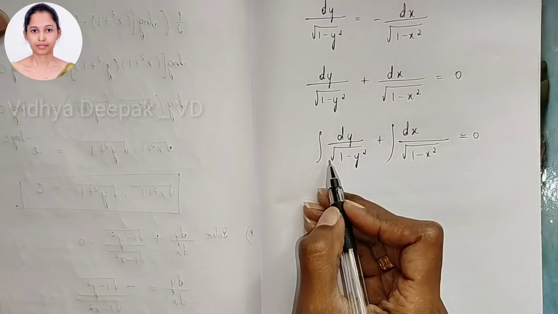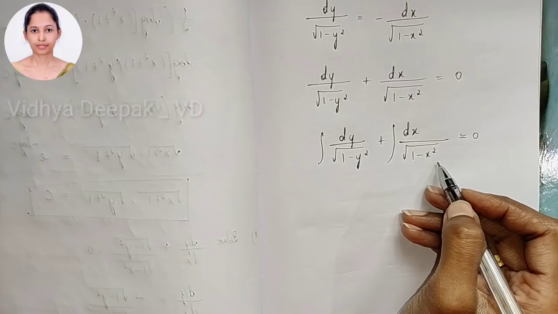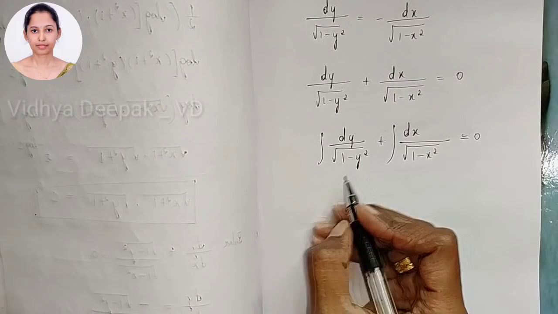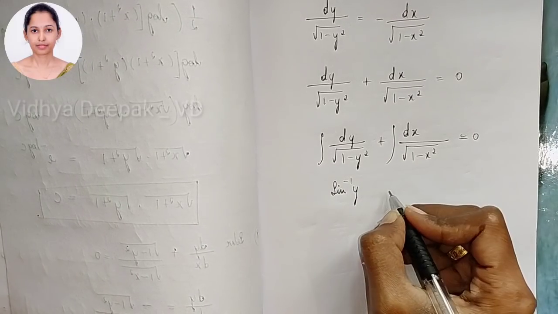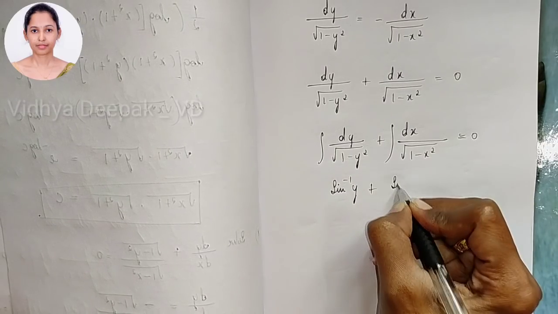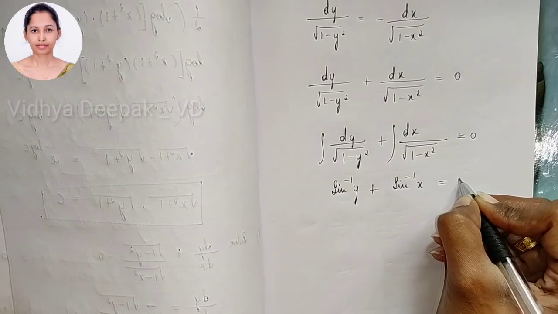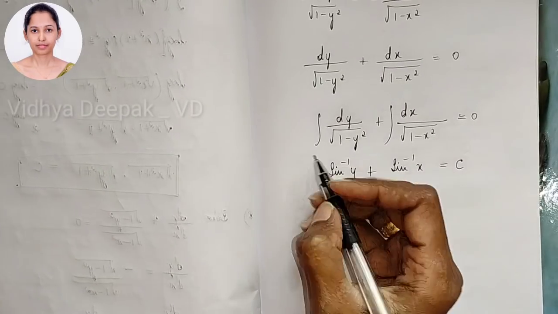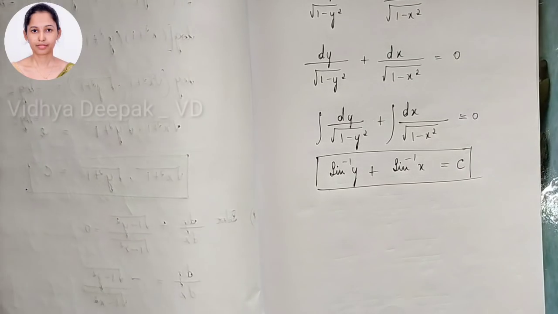So what is the integral of this? Standard formula. Integral of 1 by root of 1 minus x square is sine inverse of x. So this will be sine inverse of y. So you have sine inverse of y plus sine inverse of x is equal to your integration constant c, which is the required differential equation.